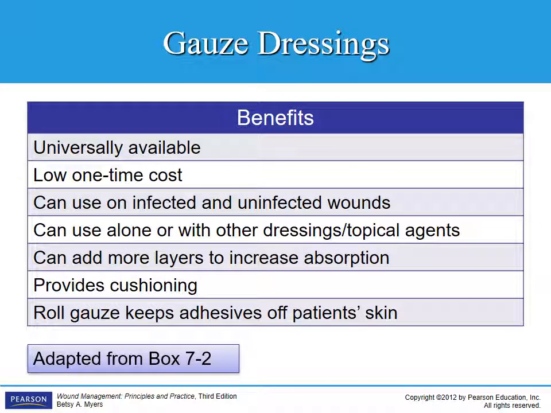The benefits are that you can get it anywhere. If you use it one time, it's a low cost. You can use it on infected and uninfected wounds. It can be used alone or with other dressings or topical agents. If you need to get more absorption, you just add more layers. It provides a cushioning to the wound bed, and it keeps adhesive off of patient's skin. Basically, gauze is the basic level, if you will, of wound dressings.